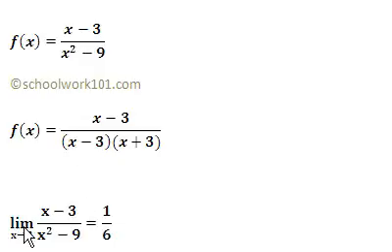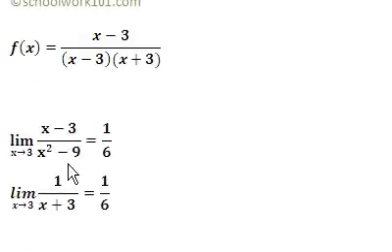Now, the first thing we want to do is find the limit as x approaches 3, and I'm claiming that this limit is 1/6. Remember, to find this, first factor, cancel terms out, get a new limit, and then evaluate it from there using direct substitution, plugging 3 directly in, and we get 1/6.